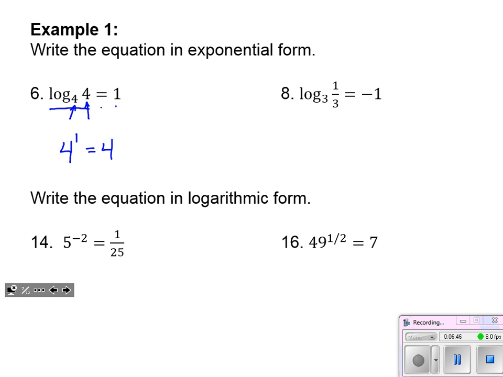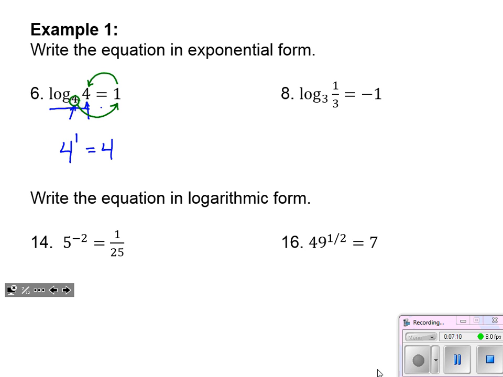So I would write that as 4 to the first power equals 4. Now, one way I've taught this before in years past is I've drawn arrows to kind of show the way through the equation. My base of 4 to whatever the logarithm's equal to, that power, equals the argument. So 4 to the first equals 4 is what we would say there.